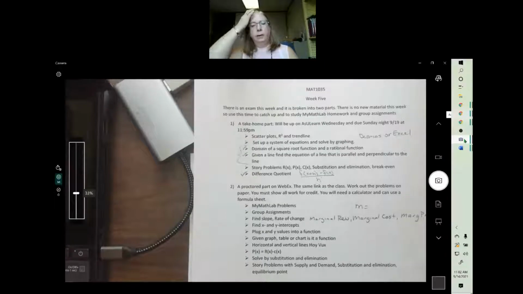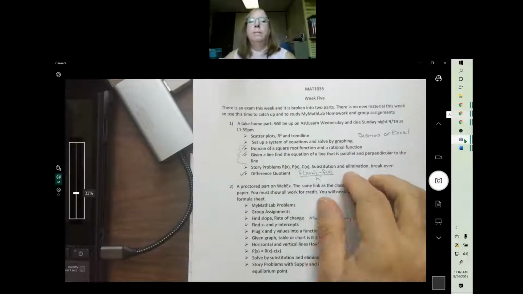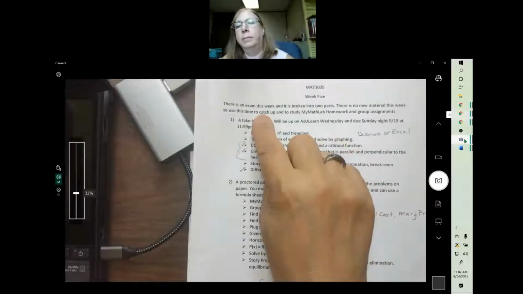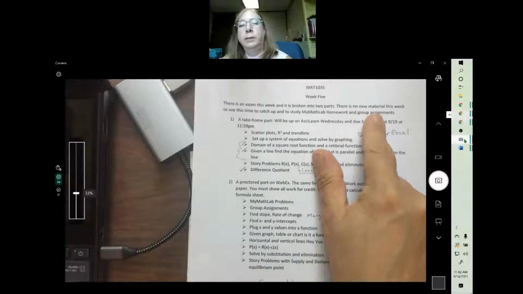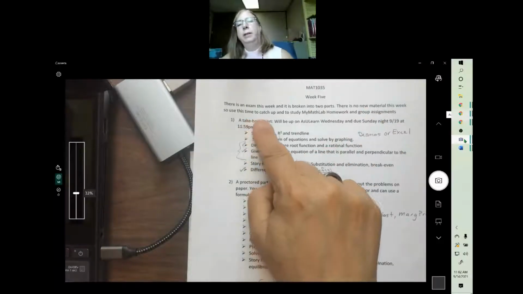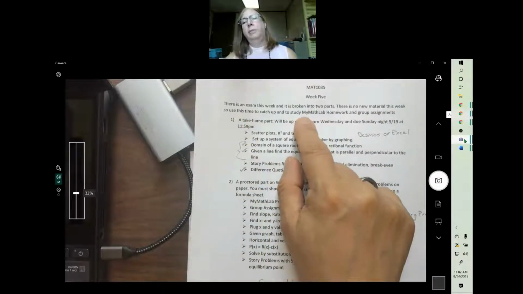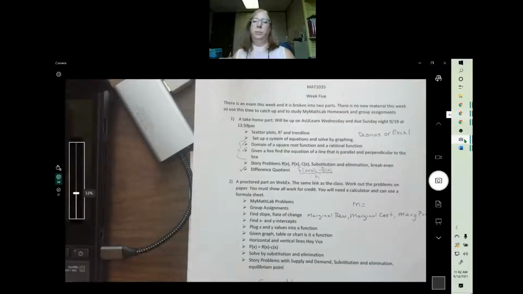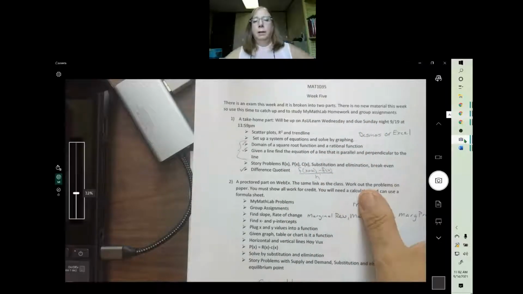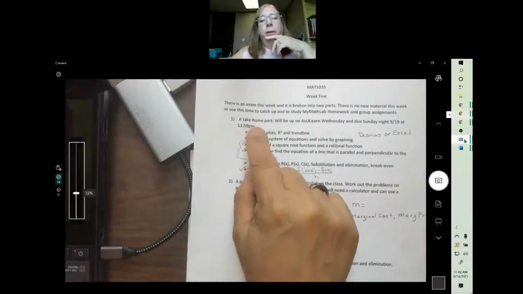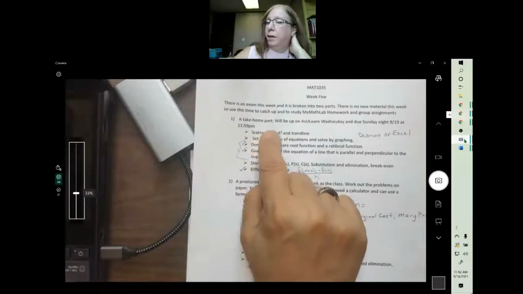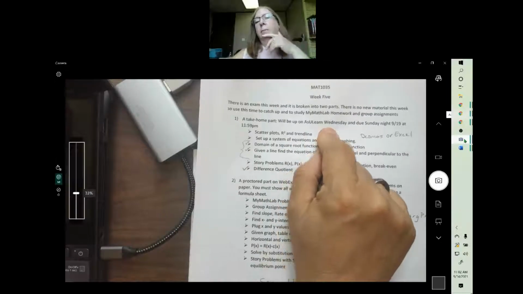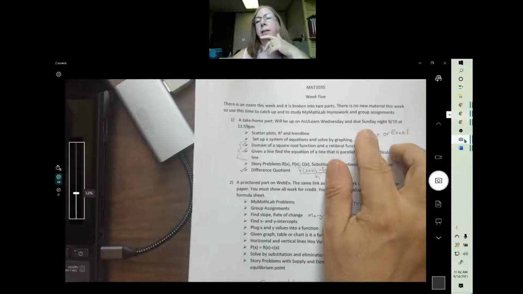This is the outline you'll find up on As You Learn. So the exam is this week. It's broken into two parts. There's no new material this week, which I just mentioned, and you want to study your My Math Lab homework as well as group assignments. There's a take-home part. It will be up, hopefully, if I get it made, tomorrow, and it's due Sunday night.